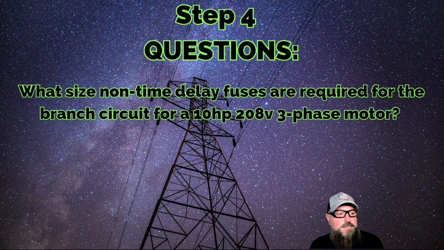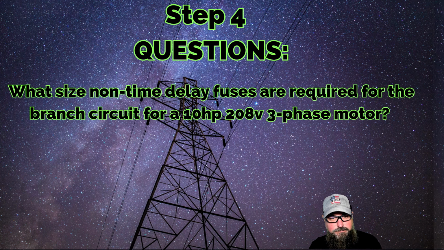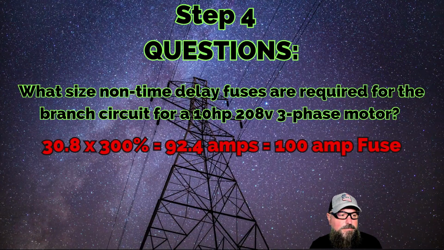So here is another question. I will let you pause the video so you can look up the answer for yourself. So pause it and we'll come back and I'll give you the answer. So you're going to find that it's 30.8 times 300% equals 92.4 amps, which the next amp fuse size is 100 amps.